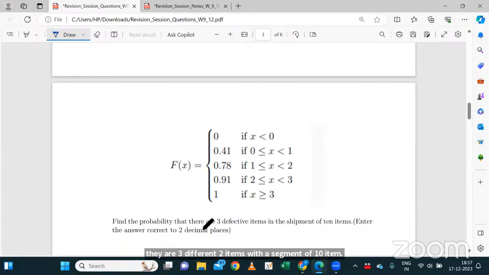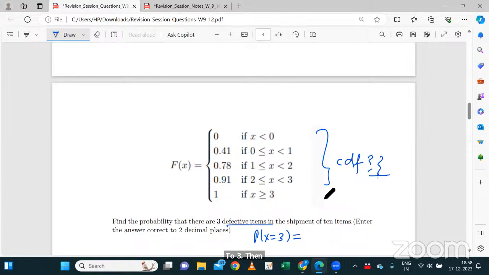What do you mean by the probability that there are 3 defective items? Read the question carefully: exactly 3 items. I'm interested in the probability of x equal to 3. How will you find it from the CDF? That is my question. It will basically be 1 minus this case, so 1 minus 0.91, which is nothing but 0.09. Okay, that is the case.